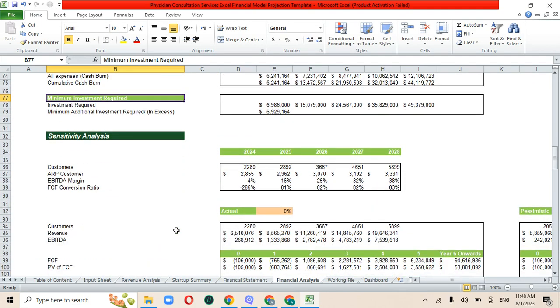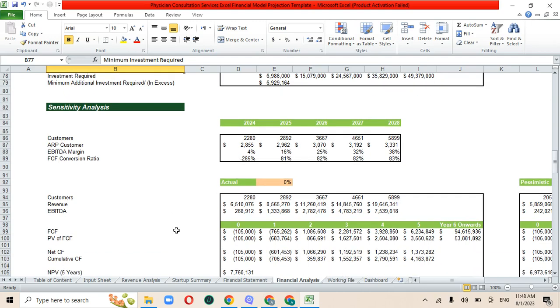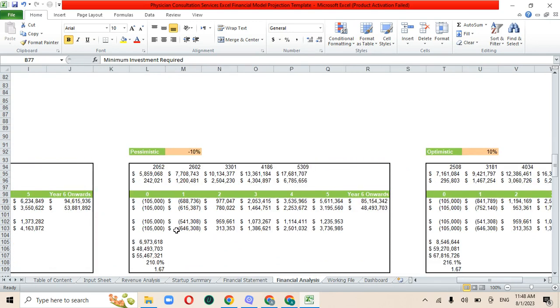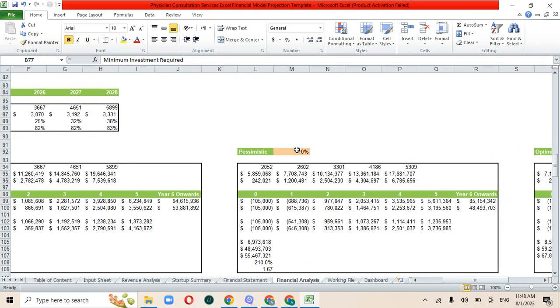Moving on to the sensitivity analysis, it is the comparison of the valuation of the company with the actual, pessimistic, and optimistic case scenarios. Here you can see that if I change this percentage, the model has automatically updated itself.